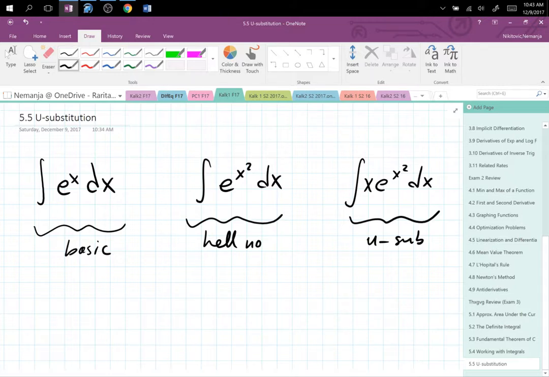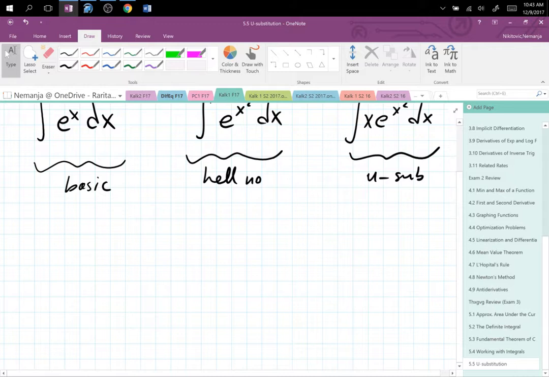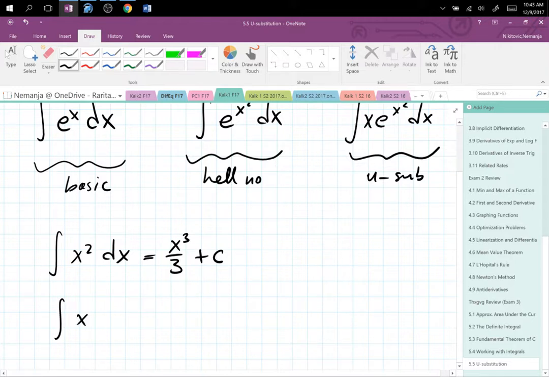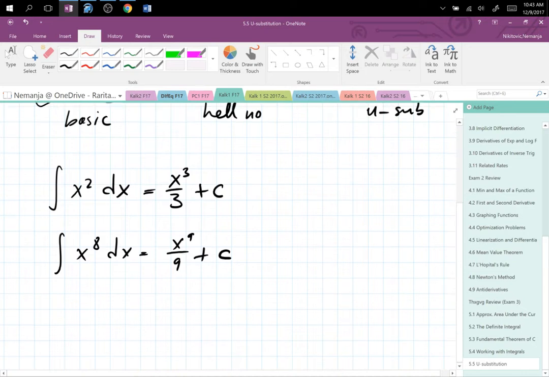Now, before I go into function derivative pairs and solving these types of problems, I'm going to start working with polynomials because that would be the easiest thing to consider. So I want to start with simply the integral of x squared dx, which is x cubed over 3 plus c. We know this from 4.9. I'm going to now boost the power, so we're going to go to x to the 8 dx, and we are going to get x to the 9 over 9 plus c.